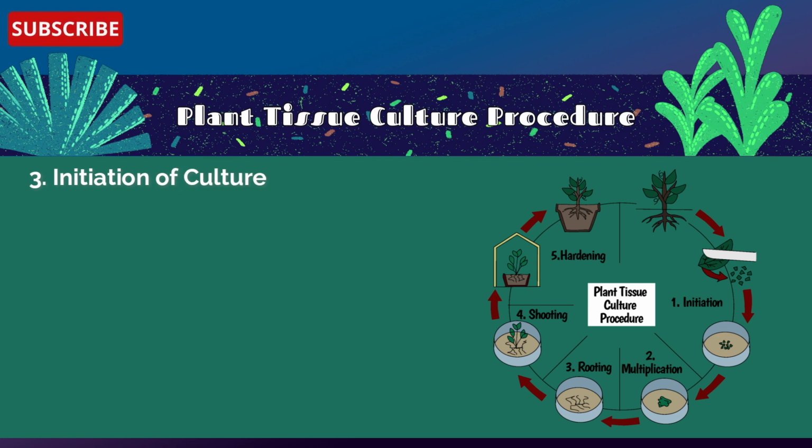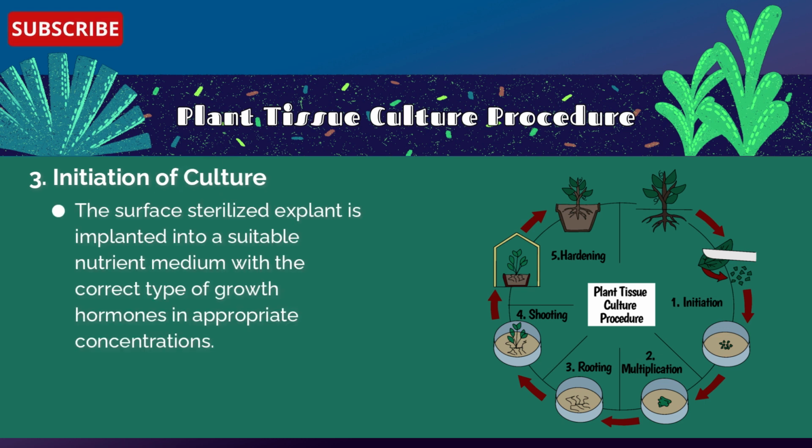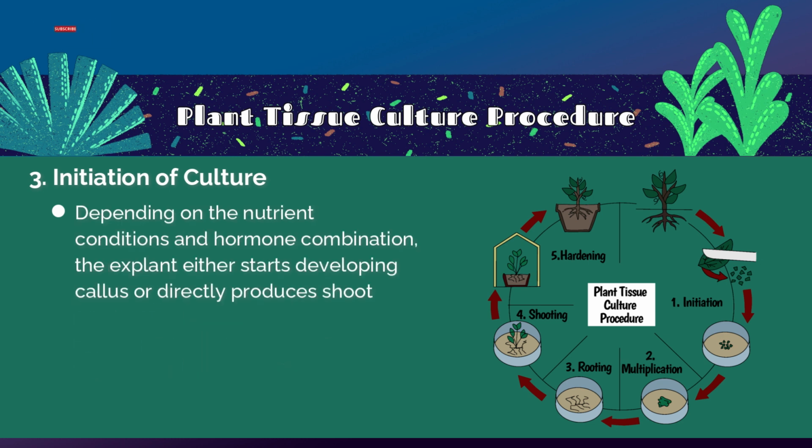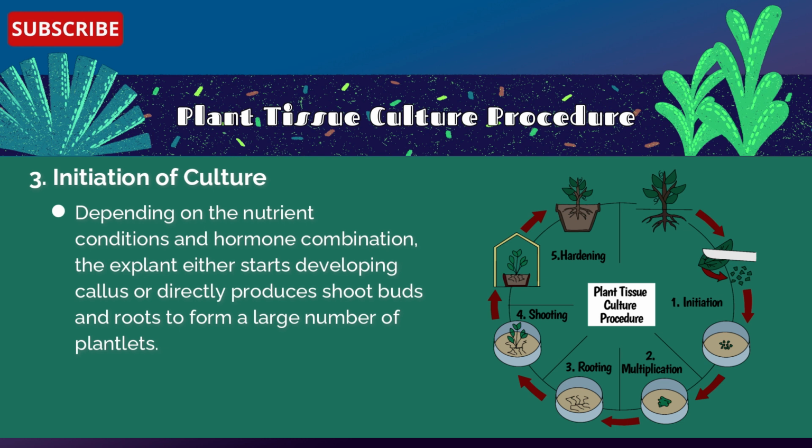Step 3. Initiation of culture. The surface sterilized explant is implanted into a suitable nutrient medium with the correct type of growth hormone in appropriate concentrations. Inoculated cultures are transferred to growth chambers or tissue culture rooms having appropriate physical conditions such as the right temperature, 26 to 28 degrees Celsius, relative humidity 50 to 60%, and fluorescent light, 16-hour photoperiod. Depending on the nutrient conditions and hormone combination, the explant either starts developing callus or directly produces shoot buds or roots to form a large number of plantlets.